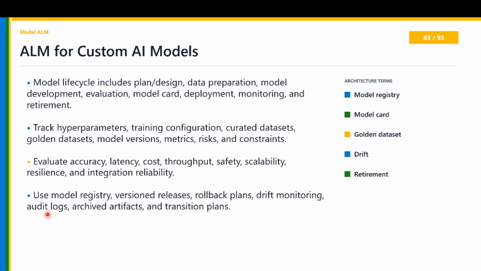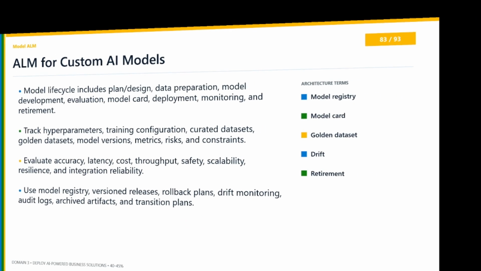Then the last point we have here is use model registry. So always use model registry, even when you are building the model yourself. When you are building the model yourself, make sure you fashion the model and keep it in the registry. If you are using a base model, you also choose. If you are using a pre-built model, also choose it using model registry in Azure AI Foundry. So use model registry, version releases, rollback plans, drift monitoring, audit log, archive, activate, and transition plan. Very, very important. So this will enable you to keep the base model active at all times.